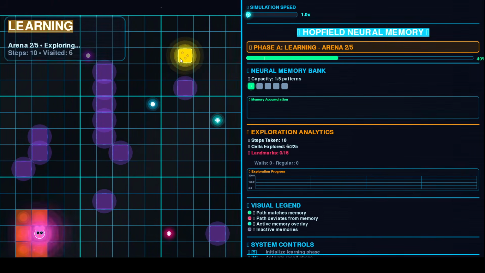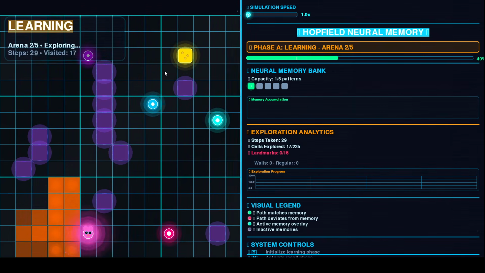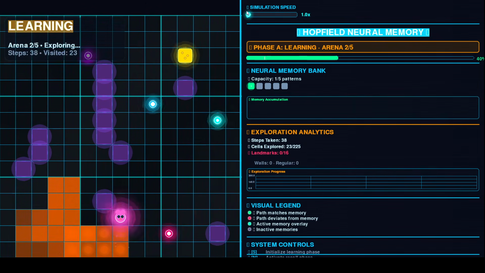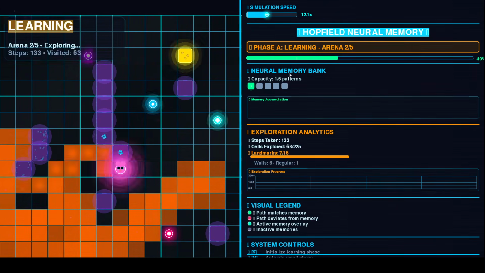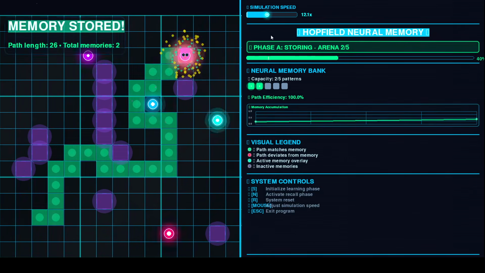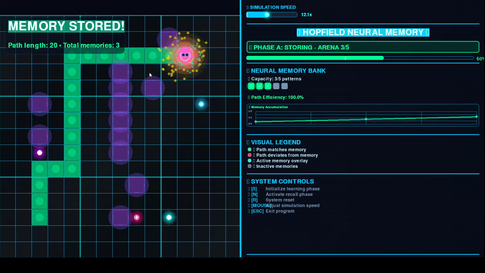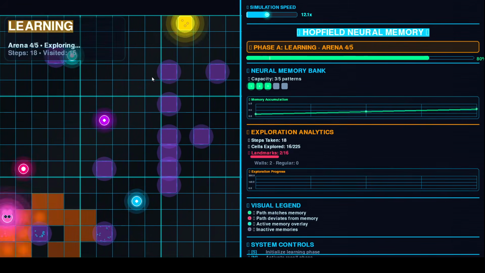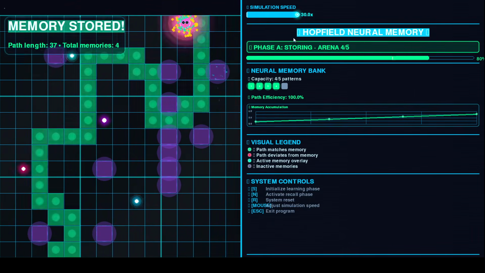and it has a 20% bias towards the cheese, kind of like a weak sensory organ, like a sense of smell. Once it actually reaches the cheese, it marks the path towards the cheese and we store it in the neural memory bank, which is a Hopfield network. And once it actually discovers 5 arenas, we're going to go into the recall phase and then see what happens there.